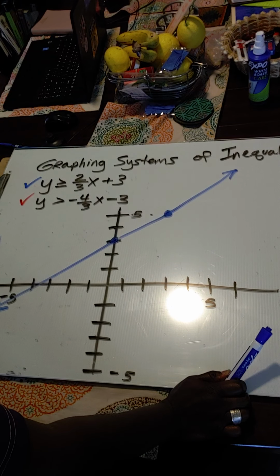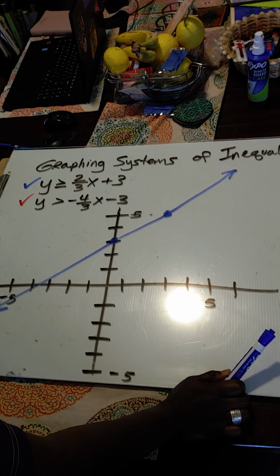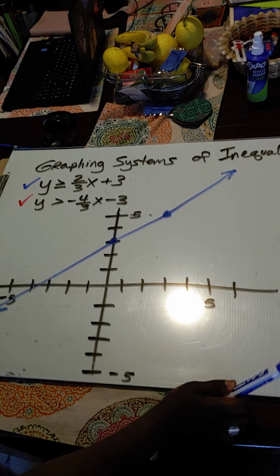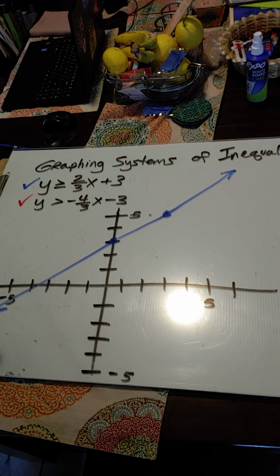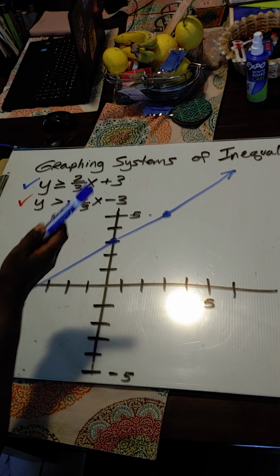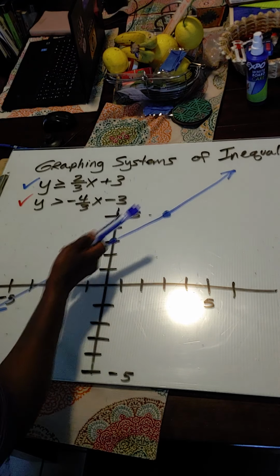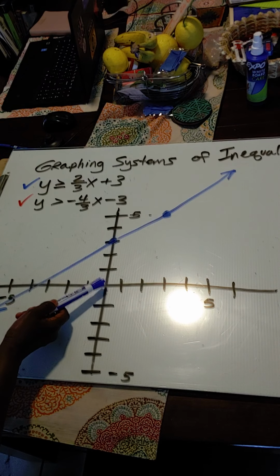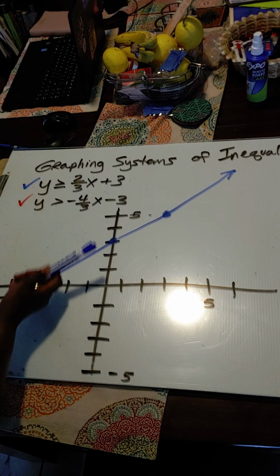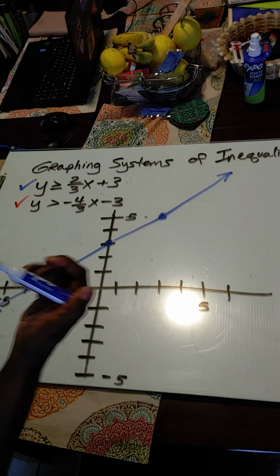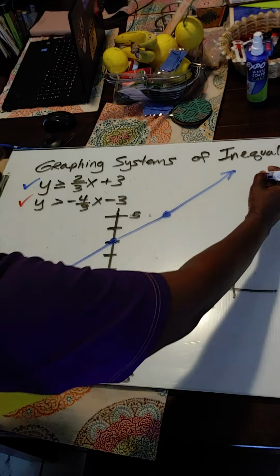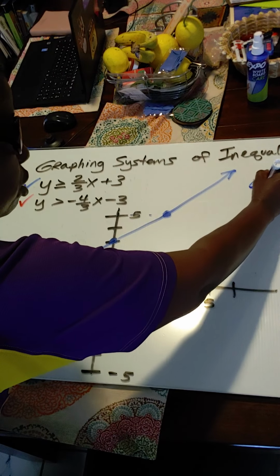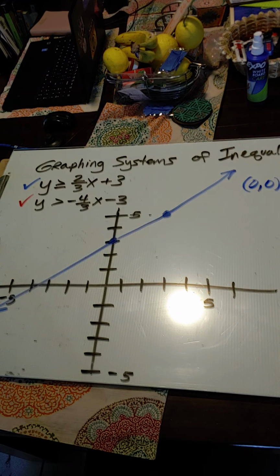And how do I determine that? So before spring break, we talked about using a test point. And so our most famous test point that we'd like to use is 0, 0, if it is not a part of this line. The origin, or 0, 0, is located here. And so I can use 0, 0 as my test point. All right, so 0, 0 is my test point for the first inequality.